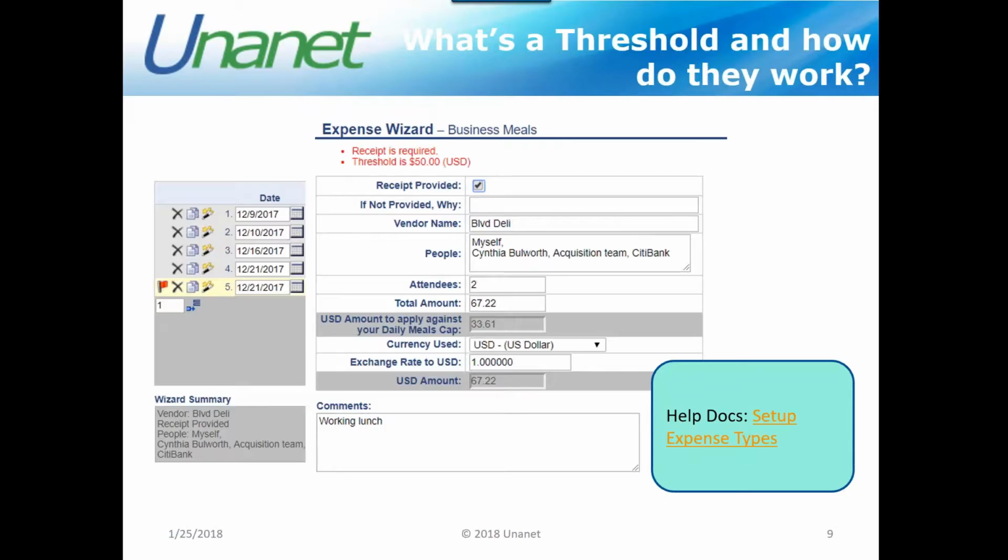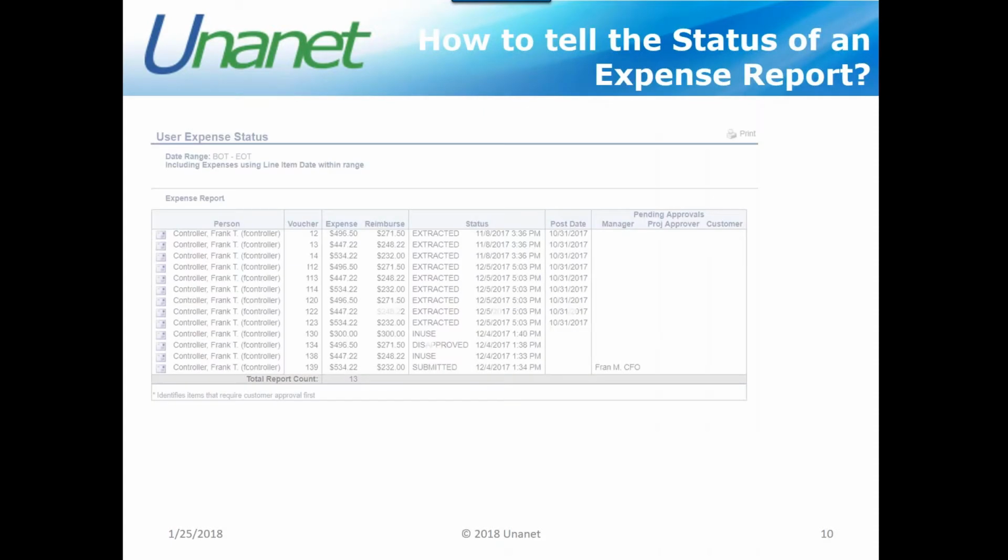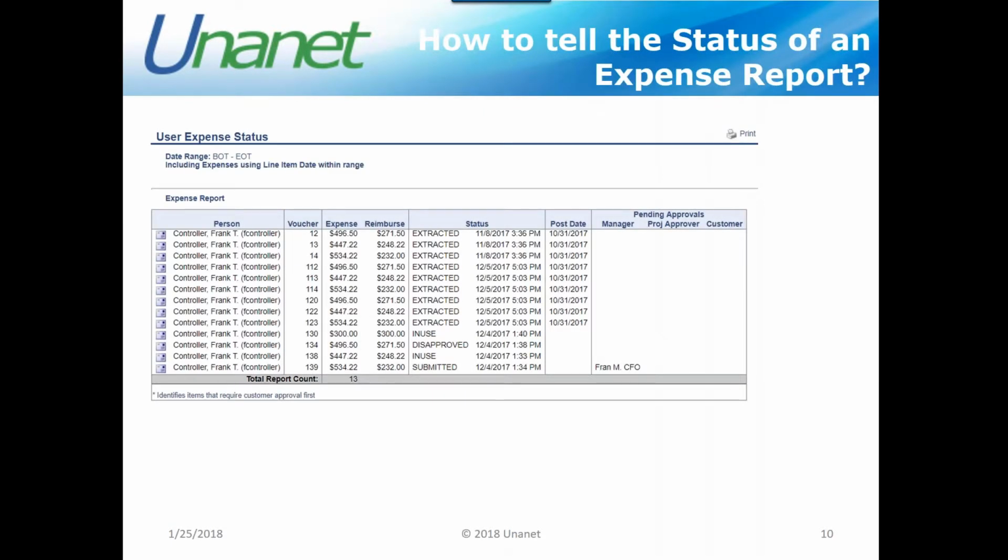Okay, let's move right along. And we're going to talk about how to tell what is the status of an expense report. Well, a couple of ways in which we'll do this. If I am an end user and I want to know what's the status of my expense reports, I can run the user expense status report. And you'll see that that's going to give me a listing, if I ran it for beginning of time to end of time in this demo system. So I have a longer list here.